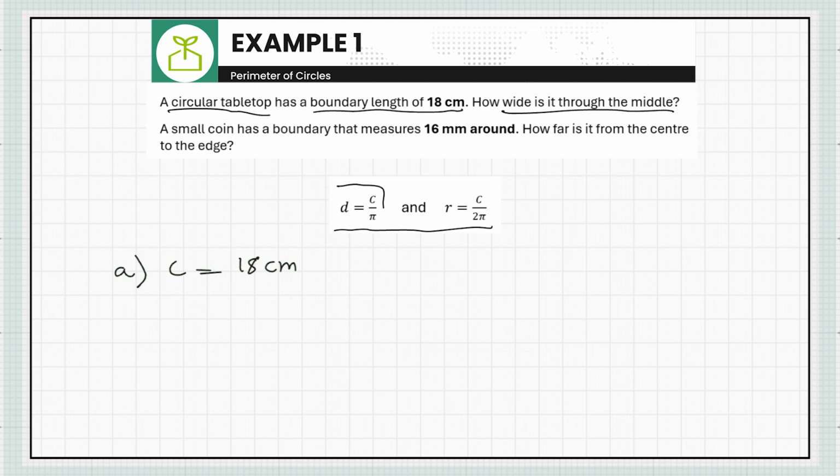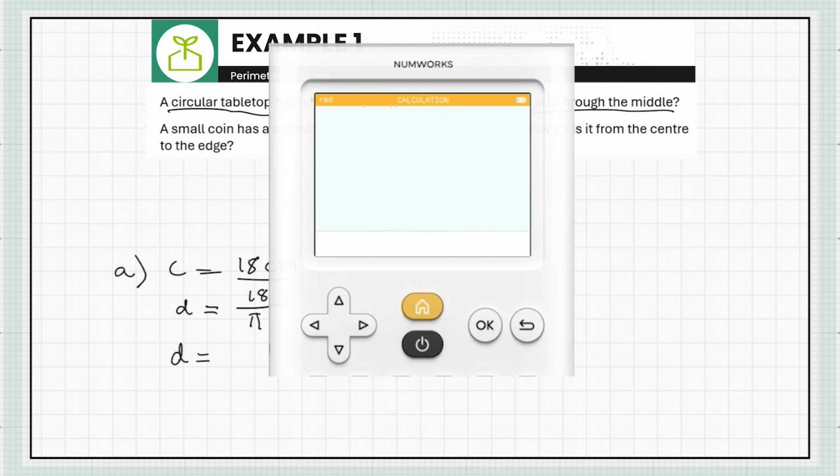And in that case, what we're going to use is this particular formula here. So our diameter is going to be equal to our circumference, which is 18 centimeters, divided by pi. Okay, so our diameter is equal to, we'll bring up our calculator, and we'll do 18 divided by pi and hit execute, and we'll get 5.729, so 5.73.